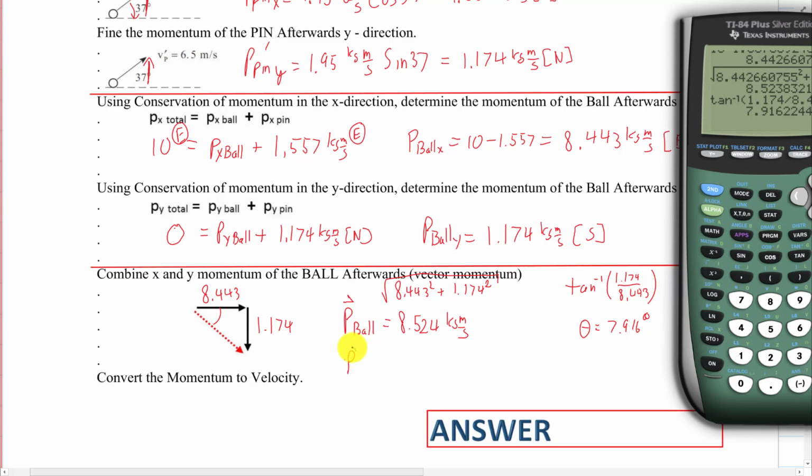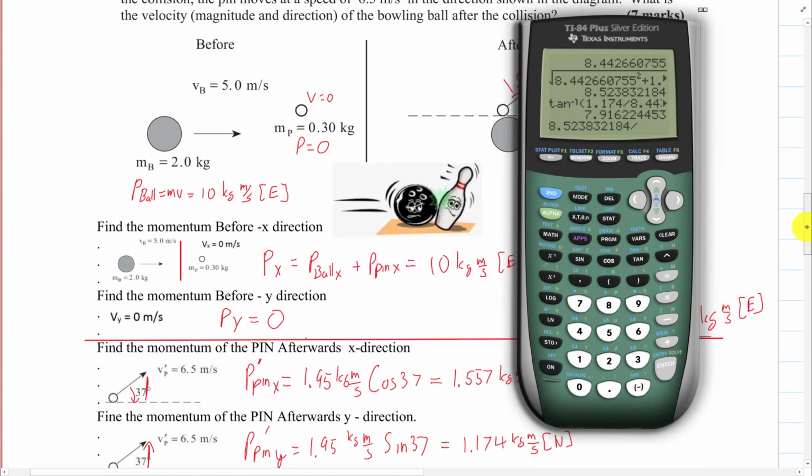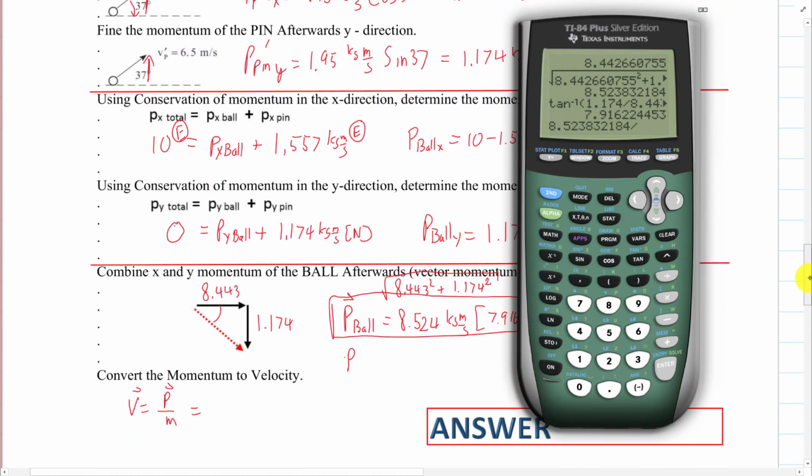So the momentum, we'll put it right here, is 7.916 degrees south of east. That's the momentum. Now convert the momentum to the velocity. We just take that velocity is going to be the momentum vector divided by its mass, P equals mv. So we take this number and divide it by the mass of the ball. What is the mass of the ball? 2 kilograms. And divide them in half.